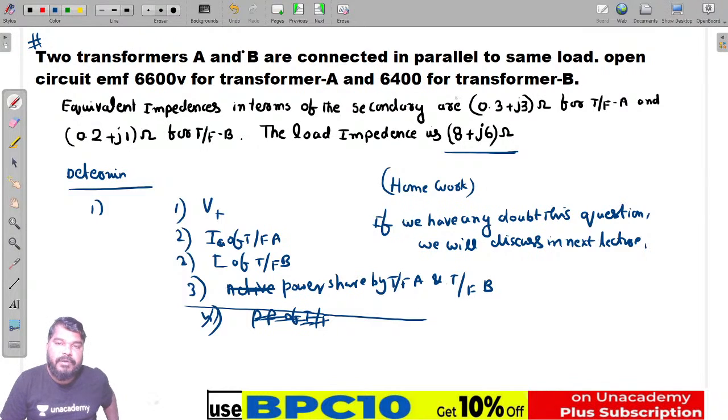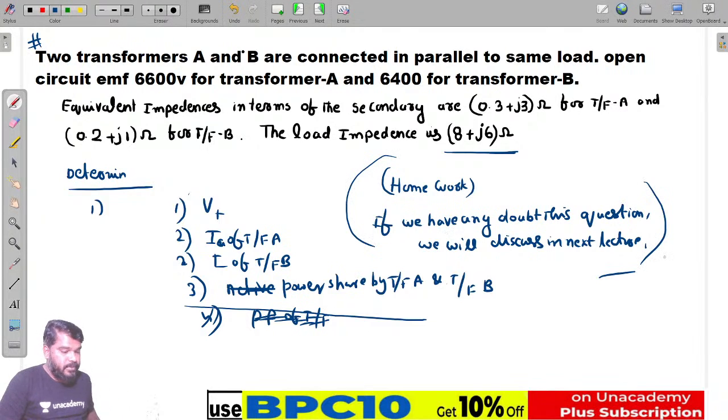That's why I'm giving a homework problem. So find these values: VT, IA, IB and all these values. Tomorrow we'll discuss this question. Remember this question, I will discuss this problem tomorrow.